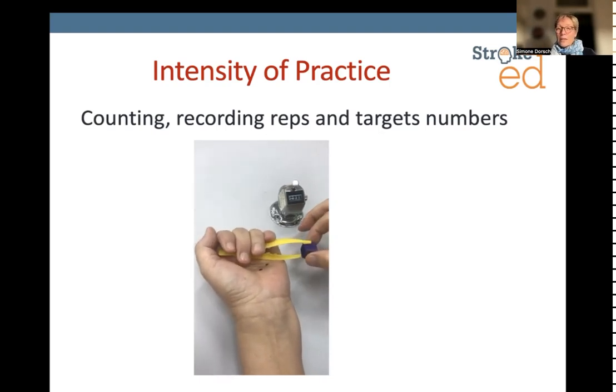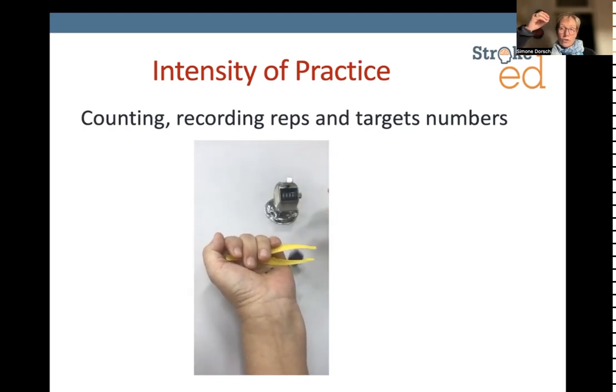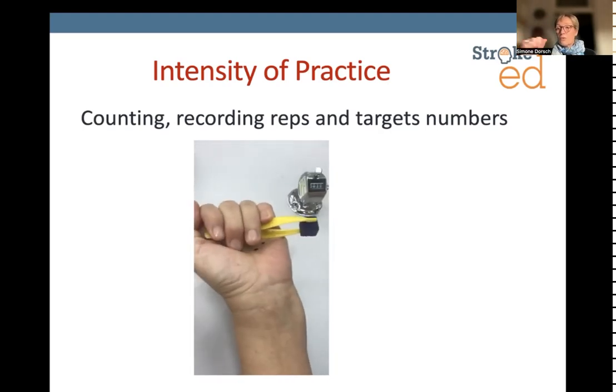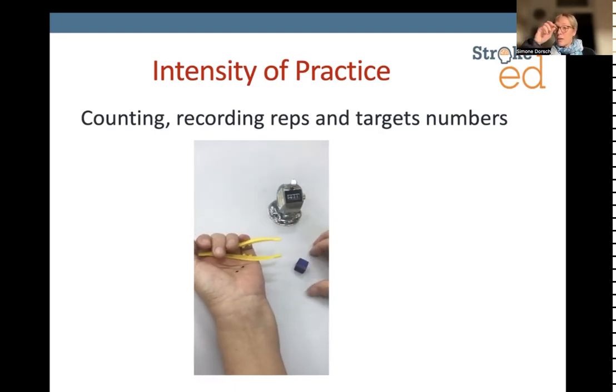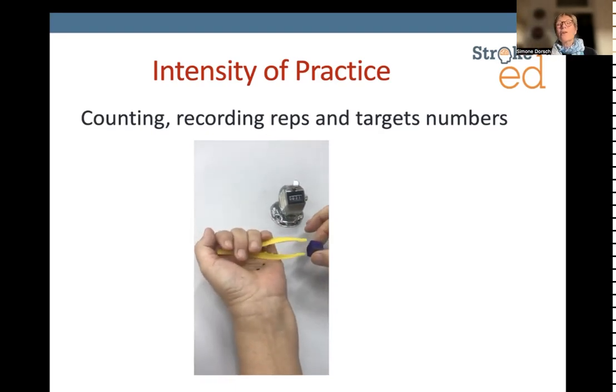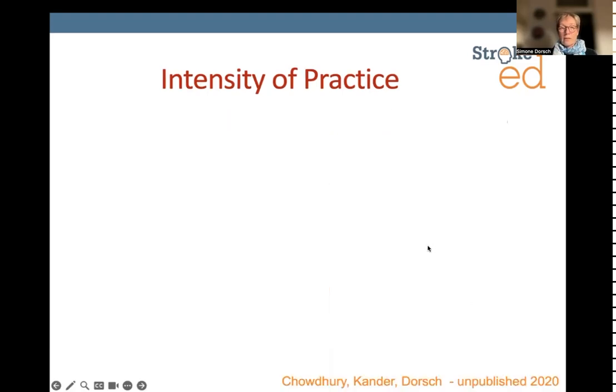If tally counters are a bit beyond somebody, then maybe just have some stripes on a paper. Every time they do a rep, they put a strike through it. Every time they do 5 reps, they put a strike through a mark on a piece of paper. But have a system for counting and recording reps of practice.